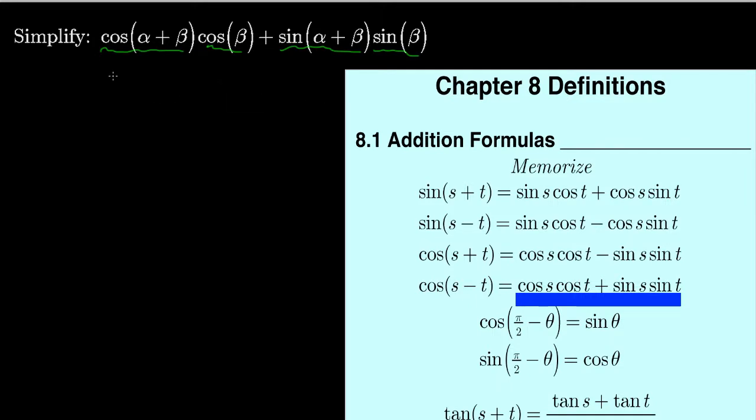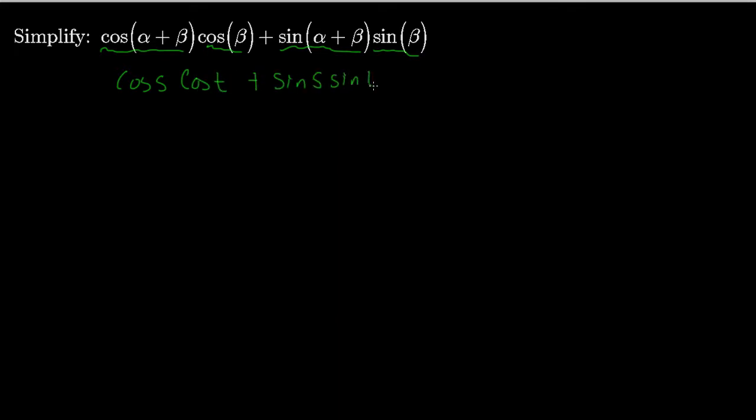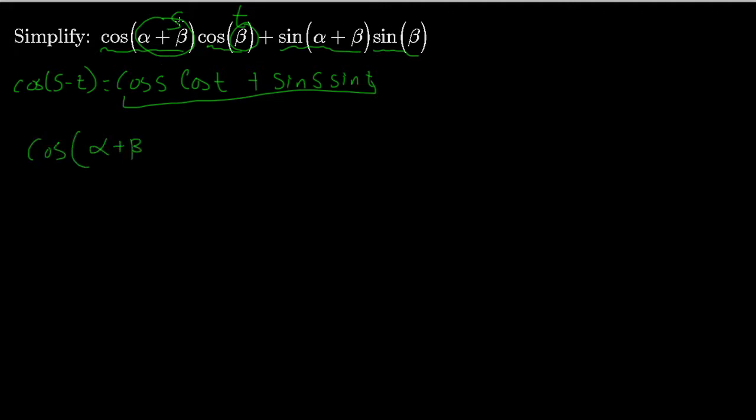Cosine s times cosine t plus sine s sine t is the formula that we use for the cosine subtraction formula, cosine s minus t. So I think what we can do is take this first term, call it s, take the second term, call it t. The first argument, alpha plus beta, is the s. The second argument, beta, is the t. And now, once I observe this pattern, I say that my answer is simply cosine of alpha plus beta, which is the s stuff, minus the t term, beta, and I wind up with the cosine of alpha.